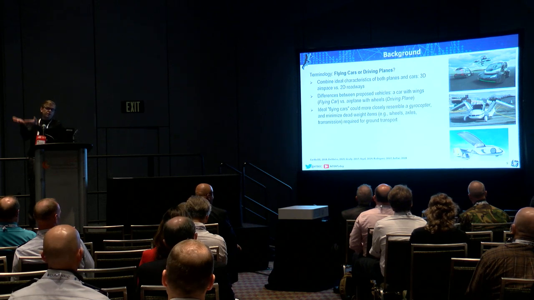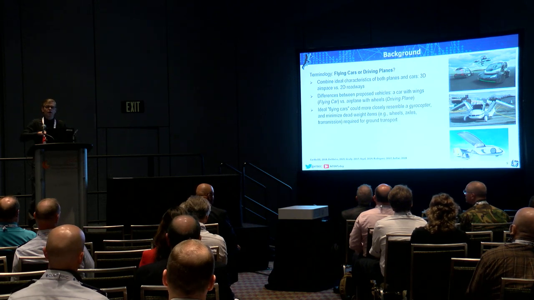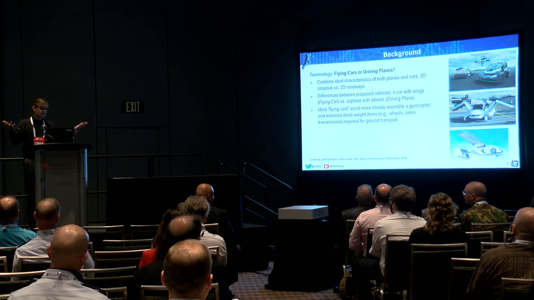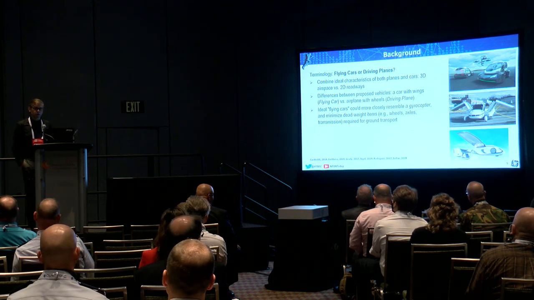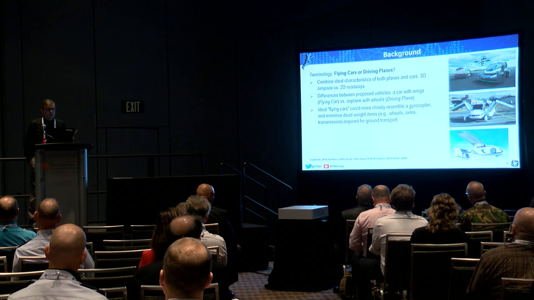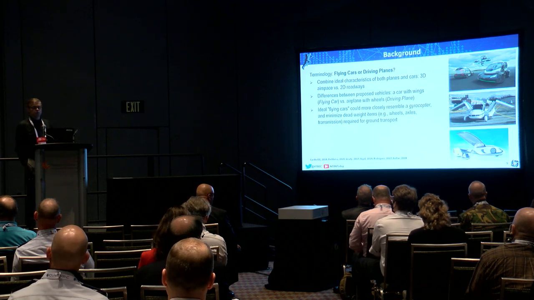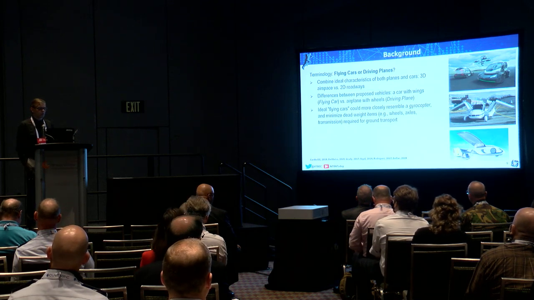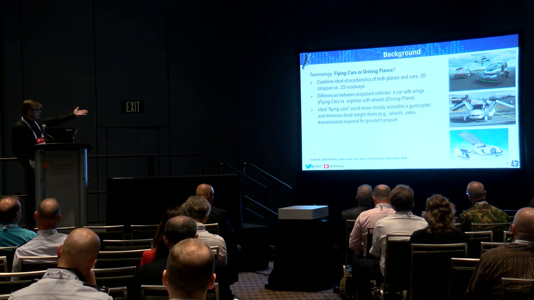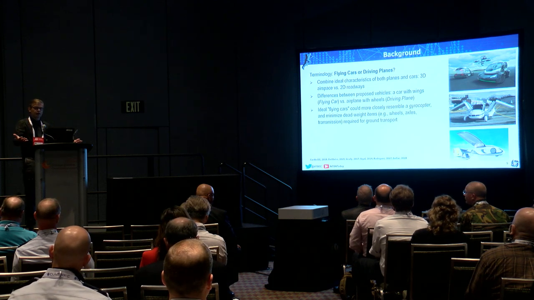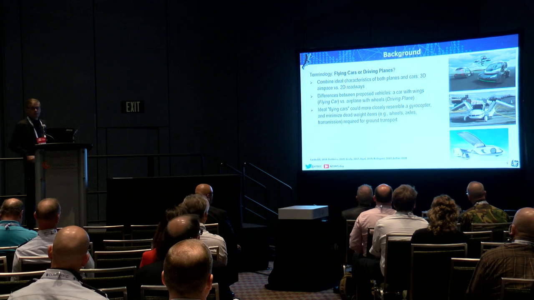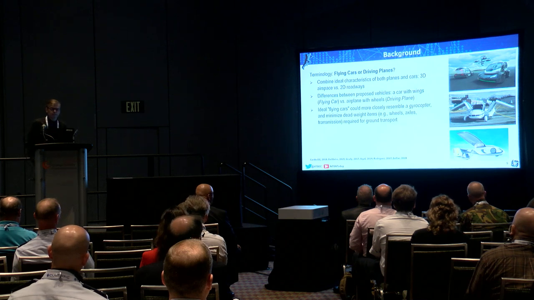They'll utilize the 3D airspace, but also utilize the 2D ground workspace that we're all used to in driving our own vehicles on the surface. But there are many differences between proposed vehicles at various stages of prototyping. Is it a car with wings, more like what we would consider to be a flying car? Or is it more like an airplane with wheels, more like a driving plane?